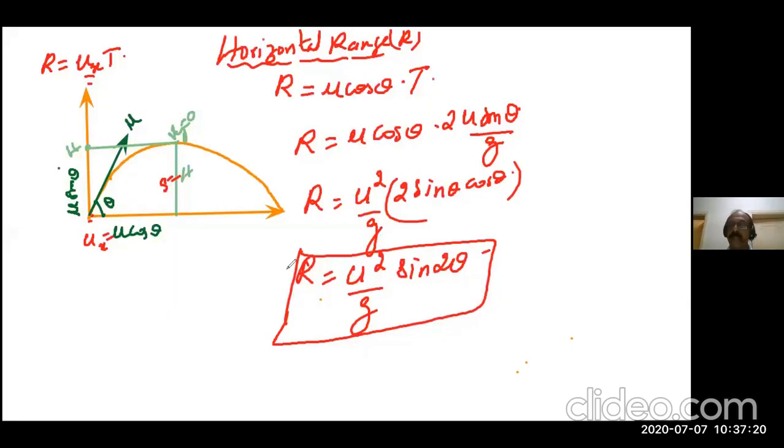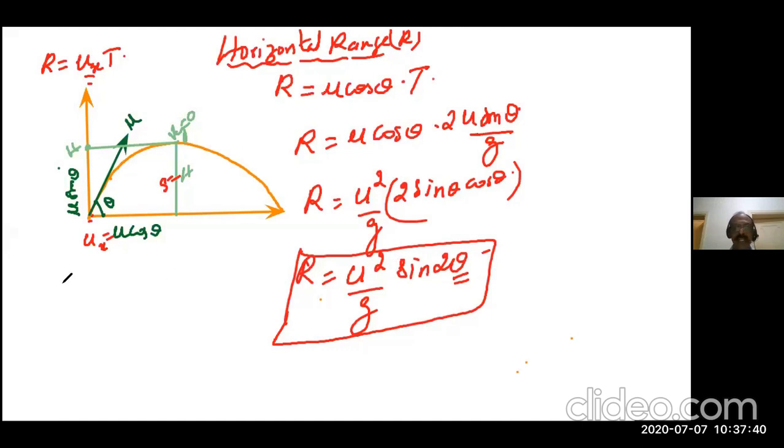Look, in our animation, we have seen that when theta is 45 degrees, when we throw a projectile at 45 degrees, the range is found to be maximum. More than 45 or less than 45, we found the range is less than that maximum. Do you remember? I showed it yesterday. Now let's see the maths proving that.